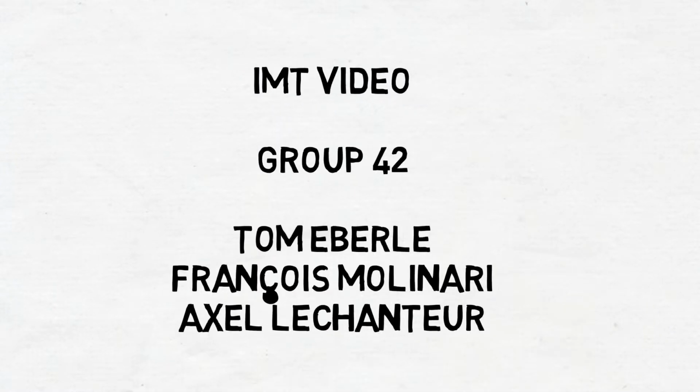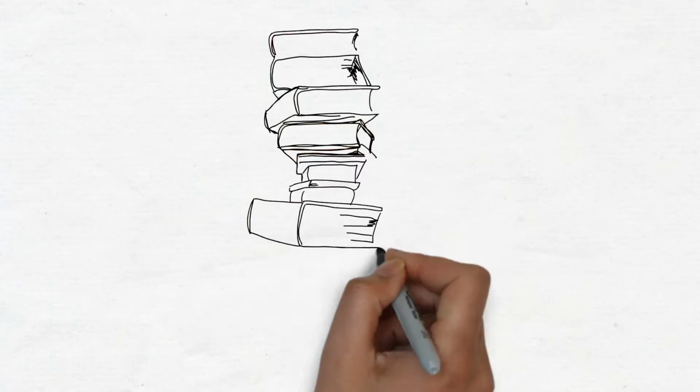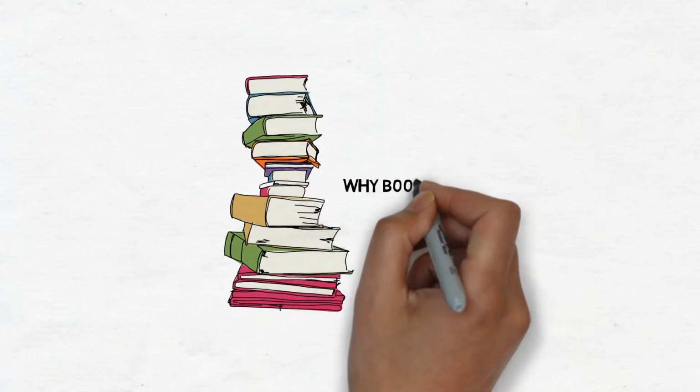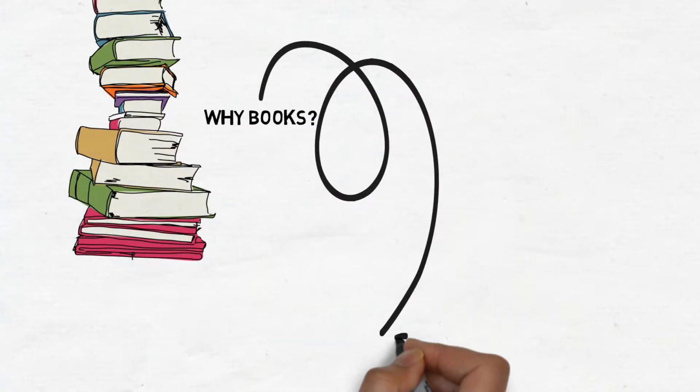We are Tom, François and Axel, and today we are going to talk about the ABC analysis. This video will be about books. You might be asking yourself, why books? Well, the answer is simple. We are going to use the inventory data of a bookshop to conduct our ABC analysis.